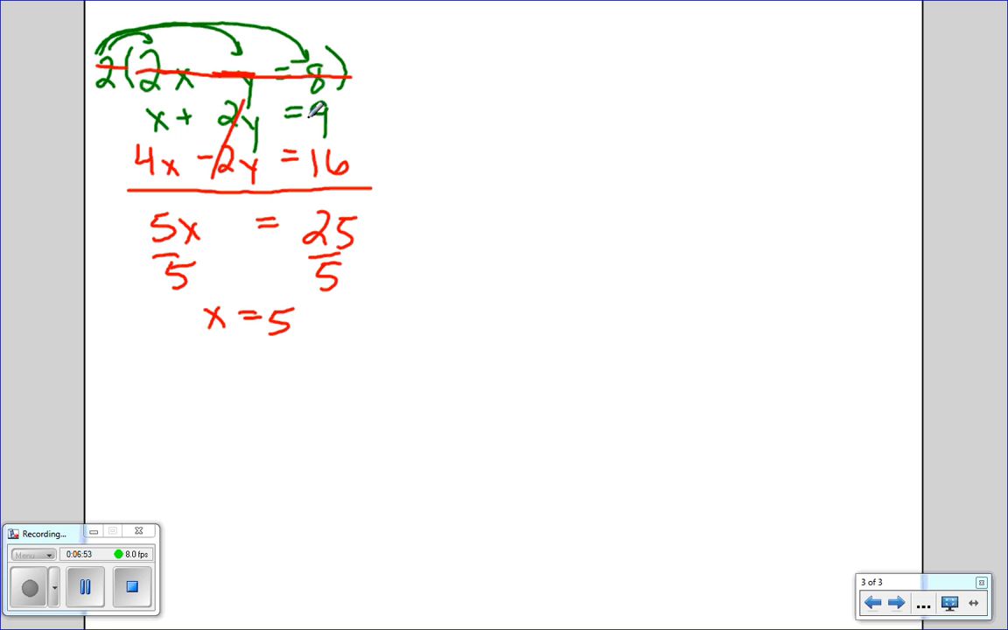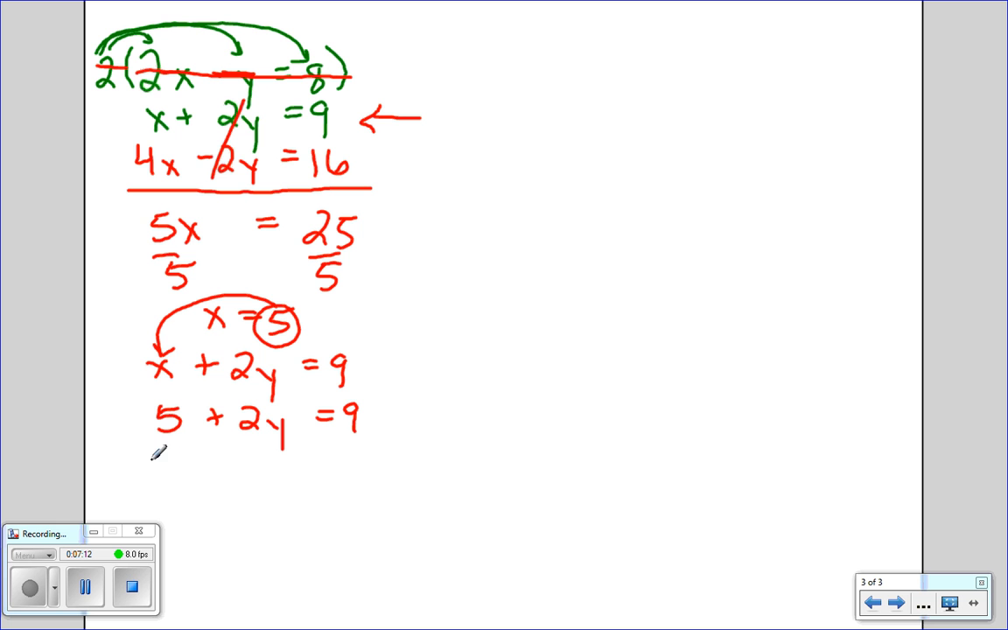So plug it into any one of these three equations would be fine. I'm going to go with this one. To me, it just looks a little bit easier. So in place of having x plus 2y equals 9, I'm going to put that 5 right there. 5 plus 2y equals 9. And you should know what to do from there, hopefully, if you went over your solving equations lesson carefully.